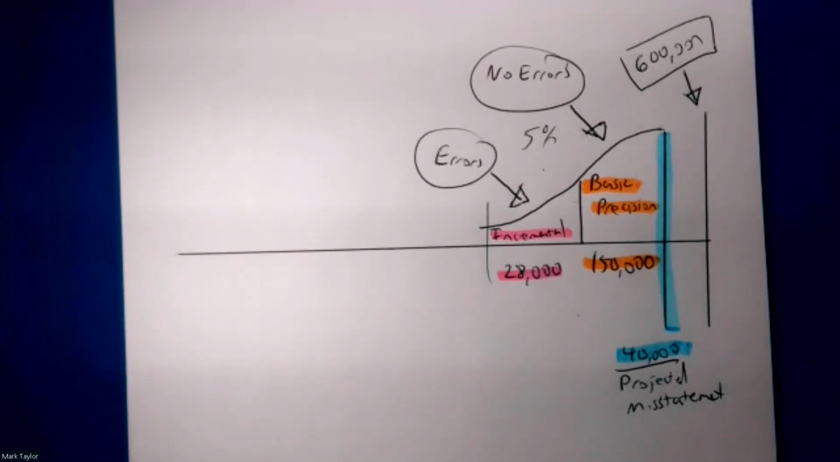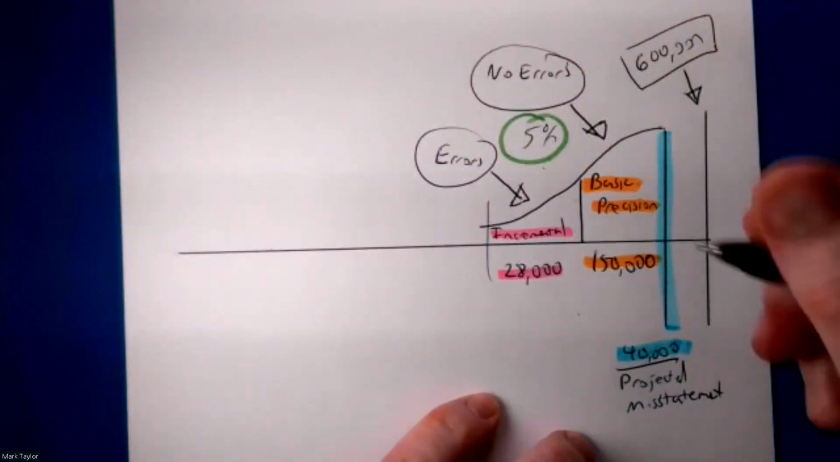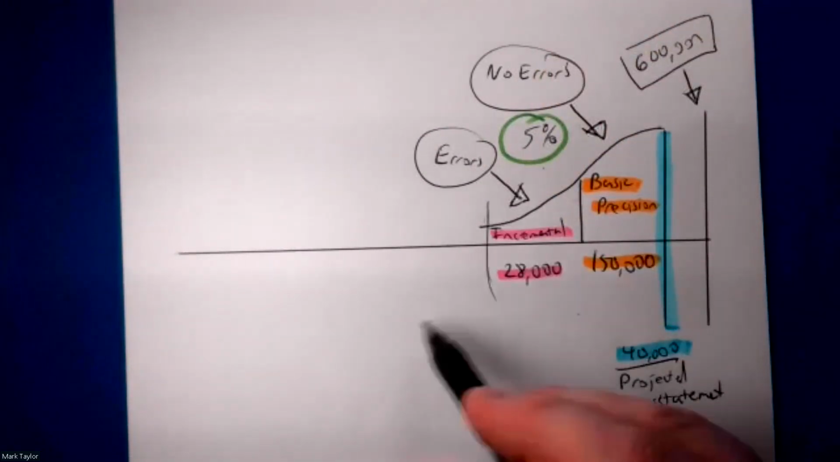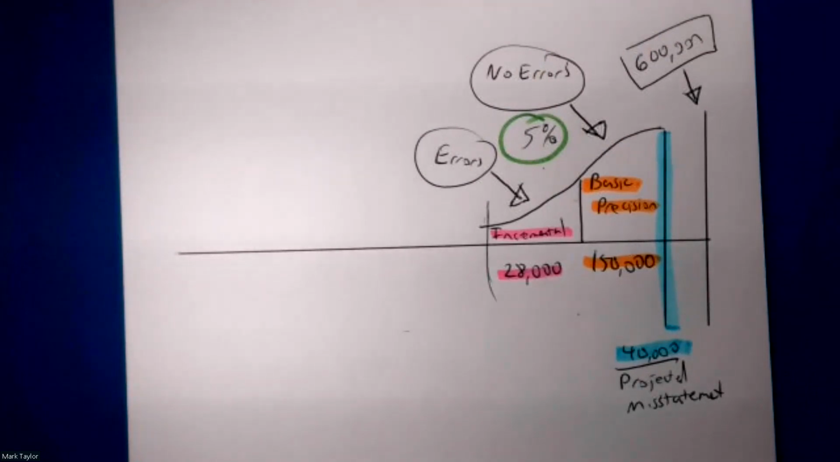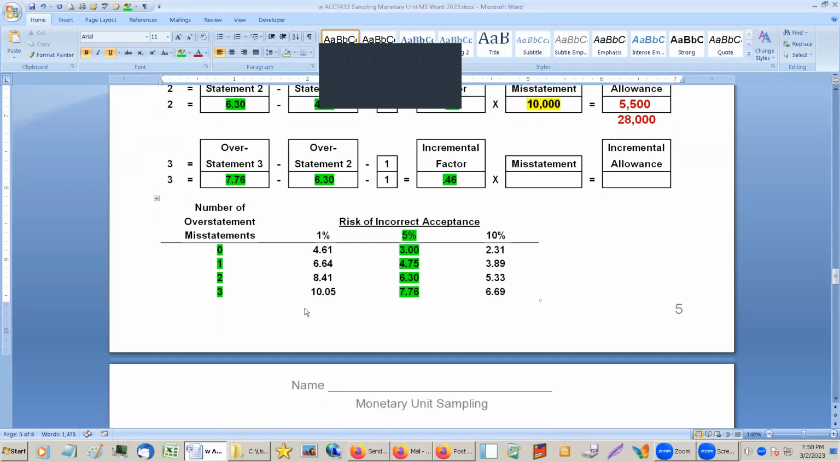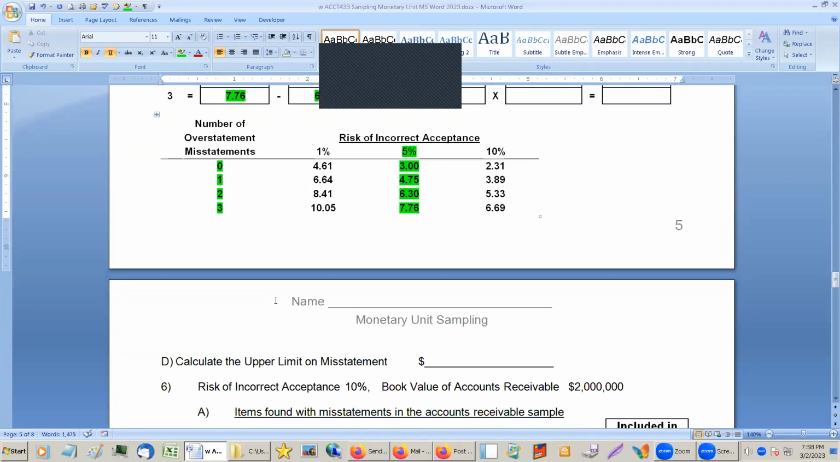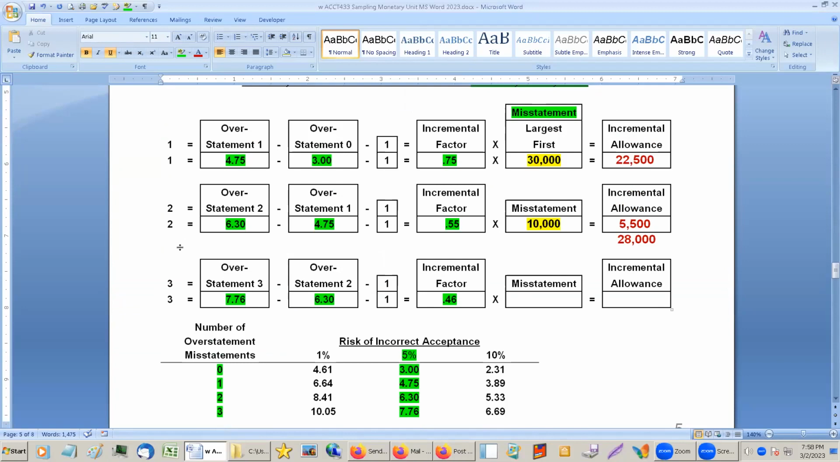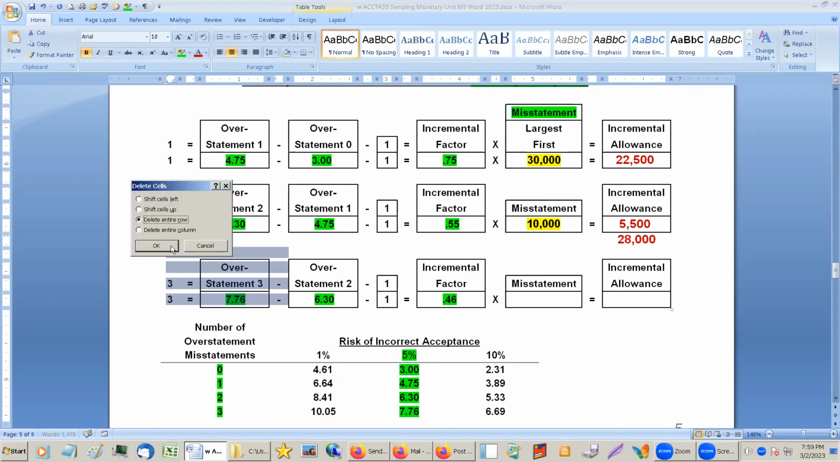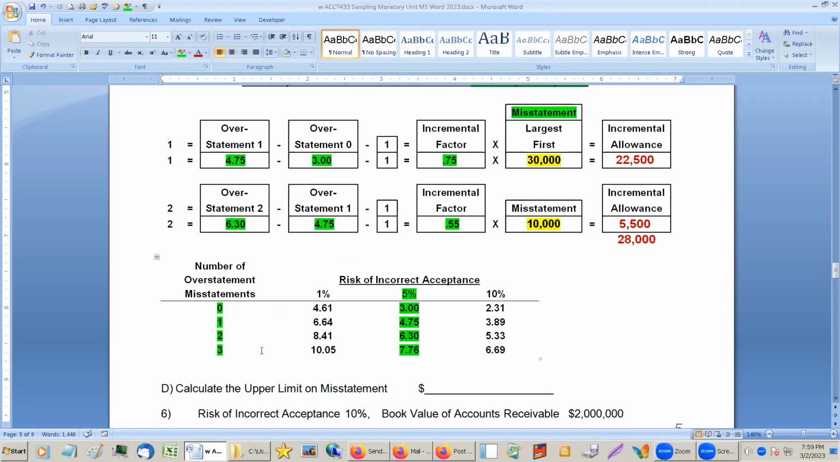Where's the green one? Here it is. At the 5% level, it could be off as much as all three of these together. And so that's what the upper limit is on here. Okay, so coming down here, I might do something here just to get more room.